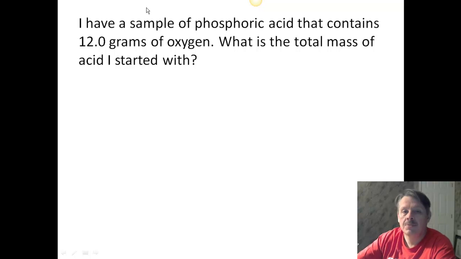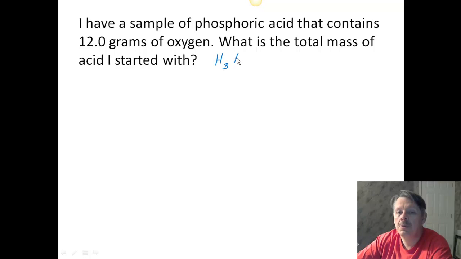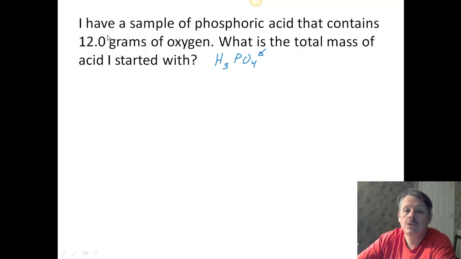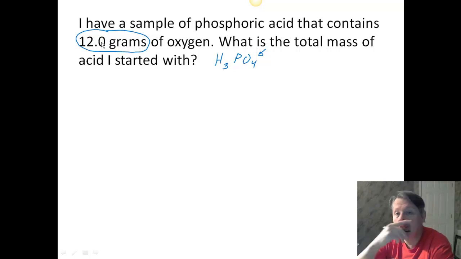All right, the first thing you should notice is you've got oxygen, and my formula for phosphoric acid is H3PO4. And I'm looking for the total mass of H3PO4, and I know the mass of oxygen, which is 12 grams. All right, well, that tells me that my total is going to have to be bigger than 12 grams. I don't know how much bigger. It might be 15, might be 18, might be 20. I don't know, but it's bigger. All right. So let's see what happens.